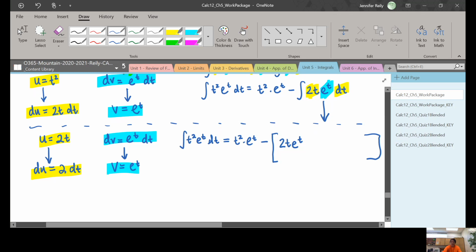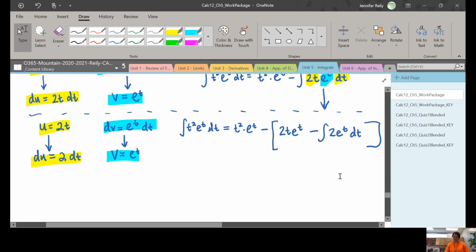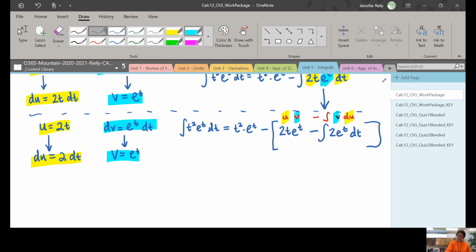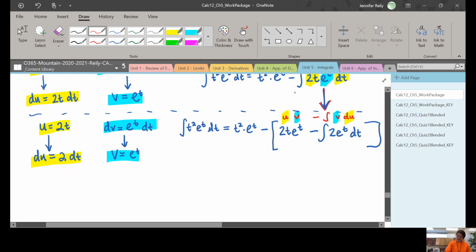Sorry, my lights keep turning off. And my integral of v du is 2 e to the t dt. Okay, great. So I'll just write in red what this is: uv minus integral of v du. So that integral there, you had to use by parts again. Okay, so this is the case here.